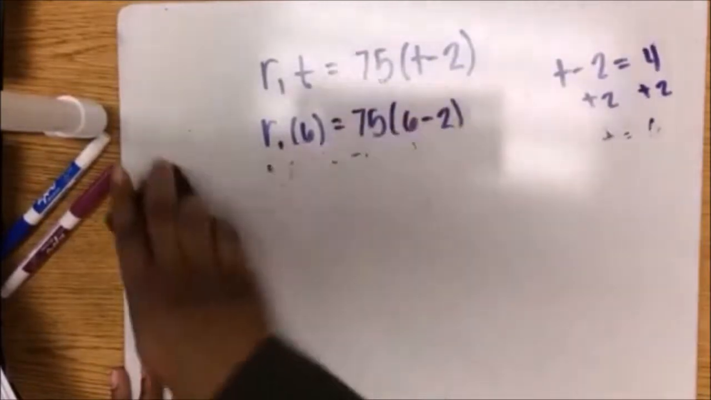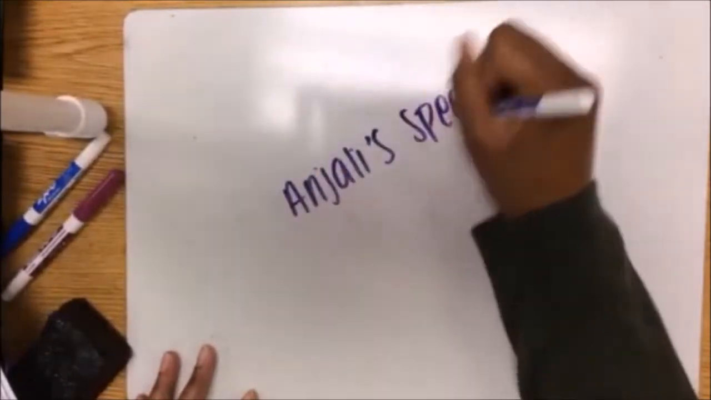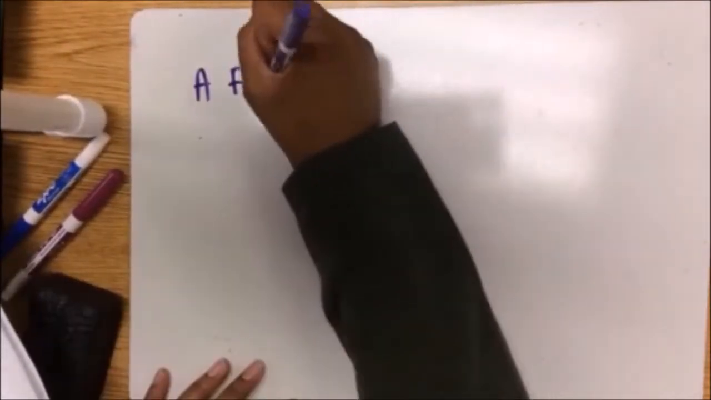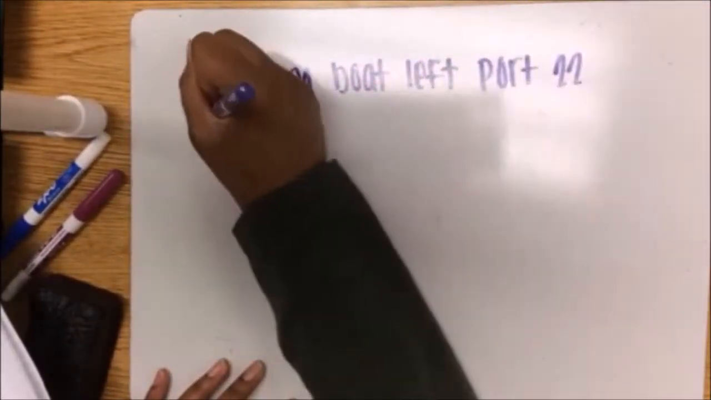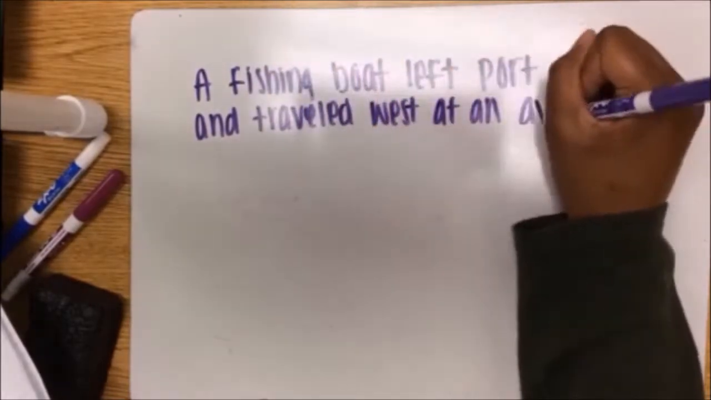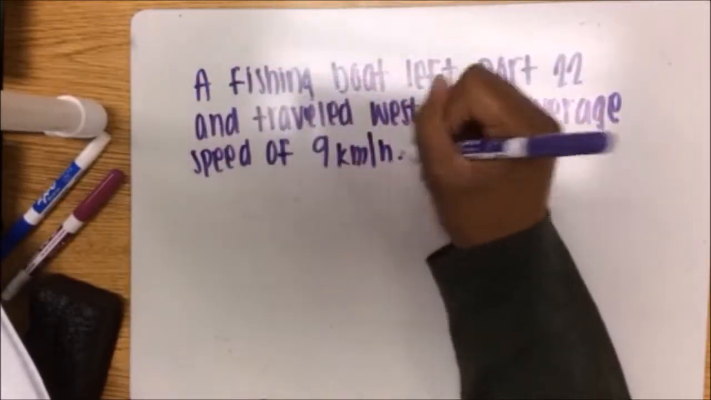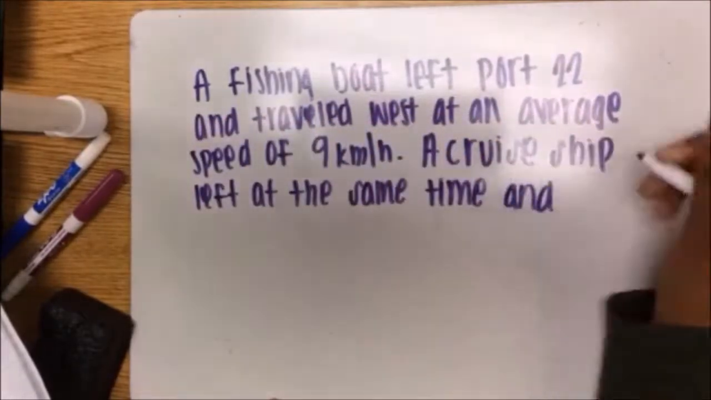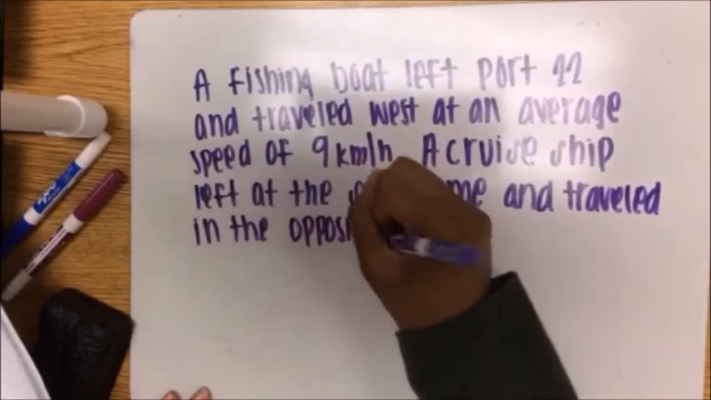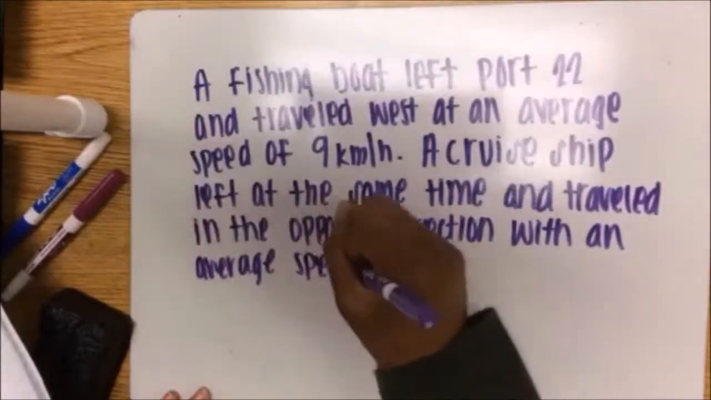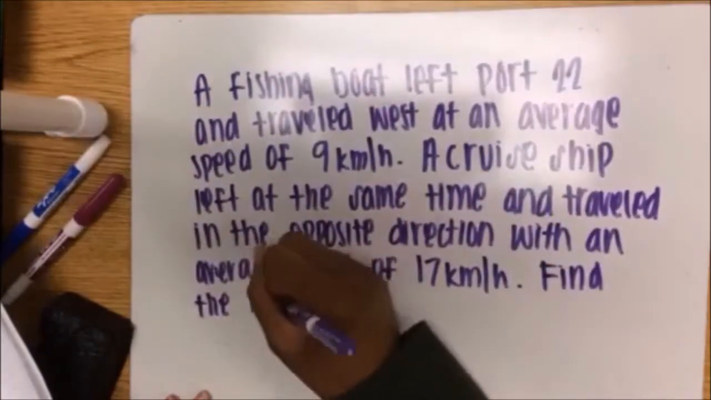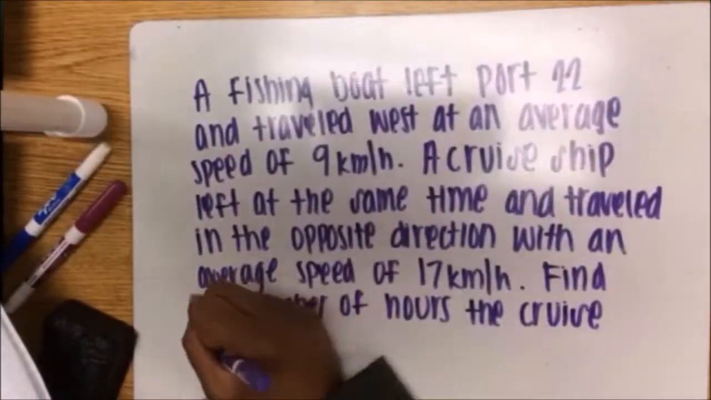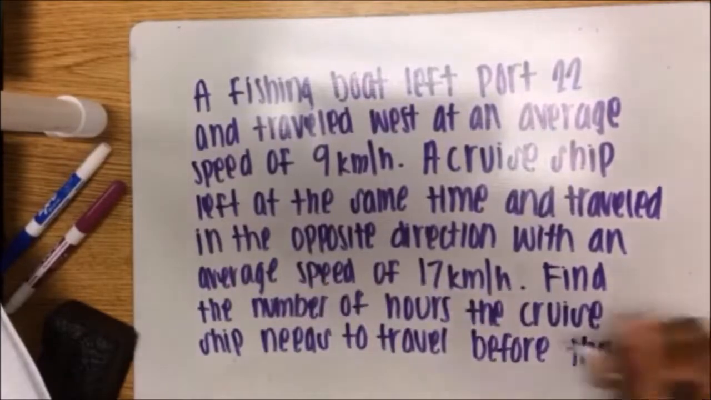Now let's move on to the next problem. A fishing boat left port and traveled west at an average speed of 9 kilometers per hour. A cruise ship left at the same time and traveled the opposite direction with an average speed of 17 kilometers per hour. Find the number of hours the cruise ship needs to travel before the ships are 182 kilometers apart.